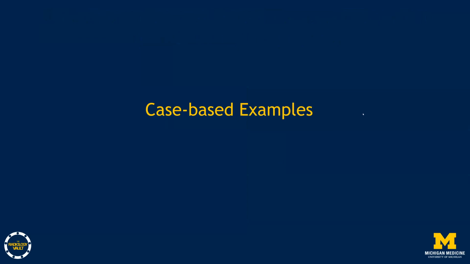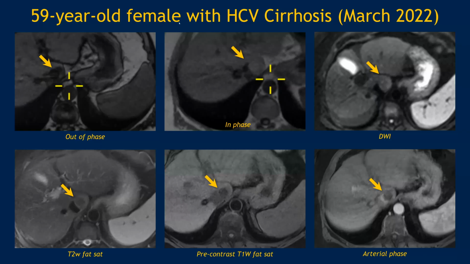Moving on to some case-based examples here. Here we have a 59-year-old female with HCV cirrhosis. You can see here on the out-of-phase imaging, this lesion has loss of signal, which is intracellular lipid in it. On diffusion, there is no restricted diffusion. It looks dark on T2 imaging, and on the pre-contrast it is dark, and there is no arterial phase hyperenhancement within this observation. I'm not covering the ancillary features, but based on them, this was categorized as an LR3 observation. It went into the wait and watch pool.